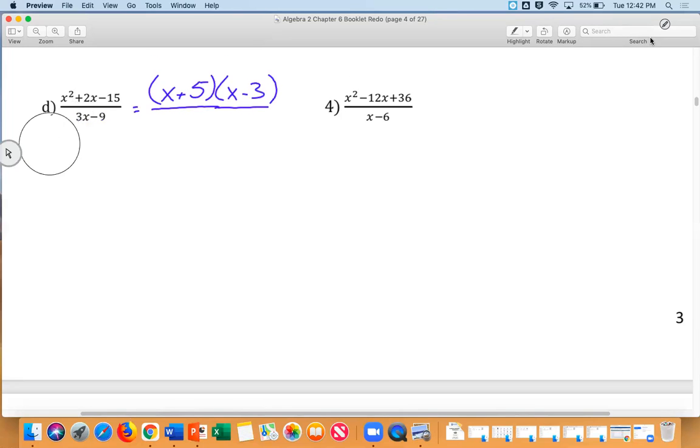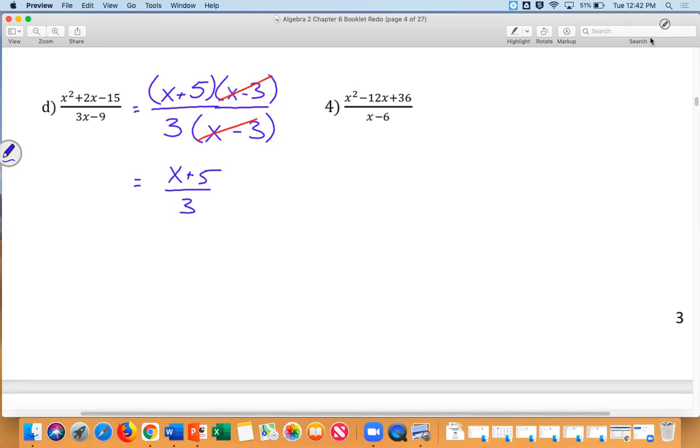Now I'm gonna look at the bottom, 3x minus 9. What can I factor out of that, Leah? 3. We're going to factor that out. 3 divided by 3 is 1, so I just have an x. 9 divided by 3 is 3. Look at that. Well, now x minus 3 is canceled. That's nice. That's why I always write things in parentheses. So I have x plus 5 over 3.